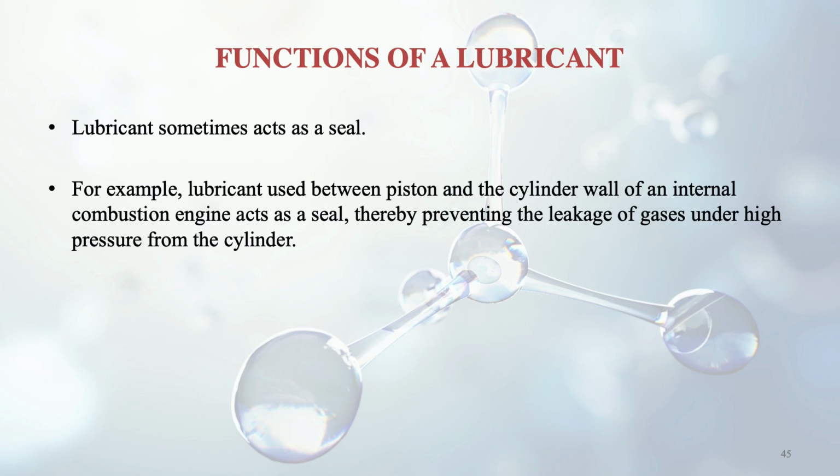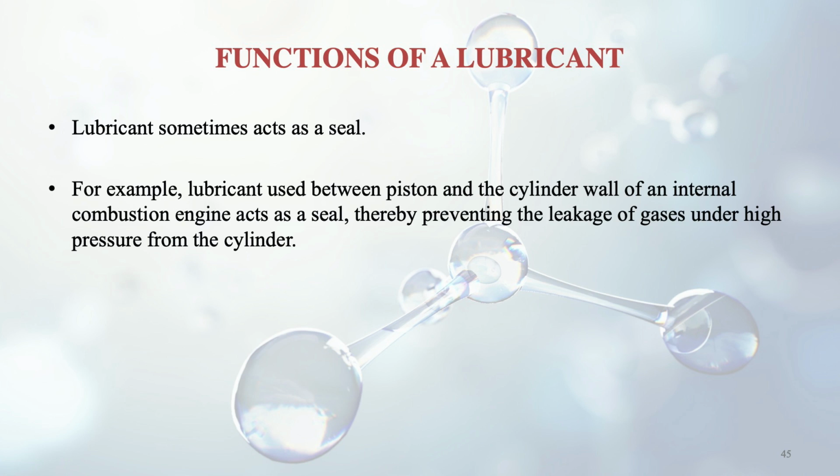For example, the lubricant used between the piston and the cylinder wall of an internal combustion engine acts as a seal, thereby preventing the leakage of gases. Actually the gases are produced inside that cylinder, they will not leak out under high pressure from the cylinder, and hence we get a proper expansion stroke and power stroke.